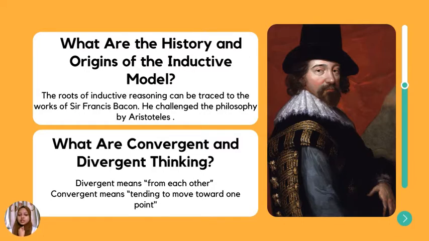What are convergent and divergent thinking? Before examining the phases in the inductive model, it is important to explore two types of thinking. Those are convergent and divergent. Convergent and divergent have essential roles in the model's various phases.